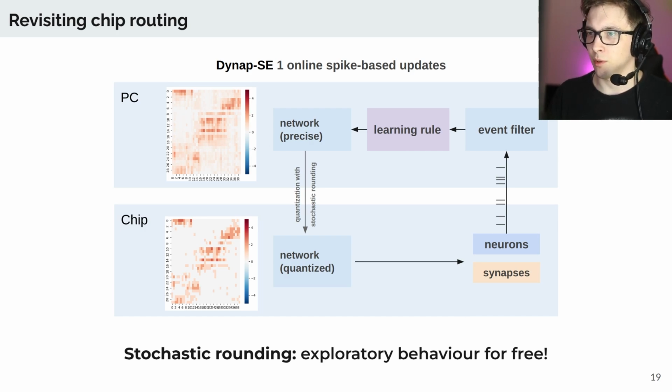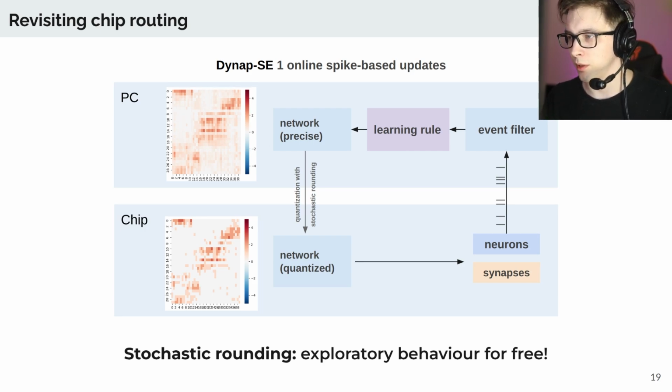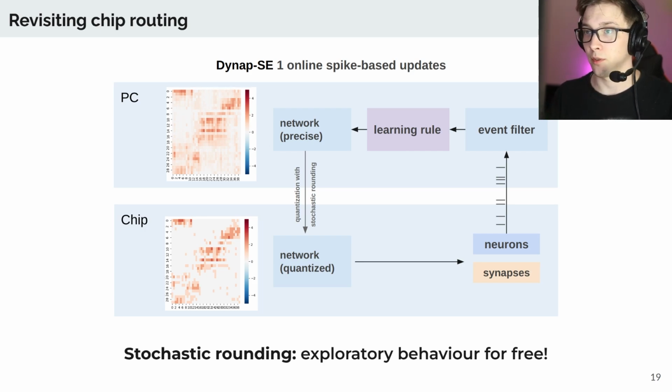Then the network converges much better to some better global optimum compared to the deterministic one, where it would start oscillating between a couple of states.